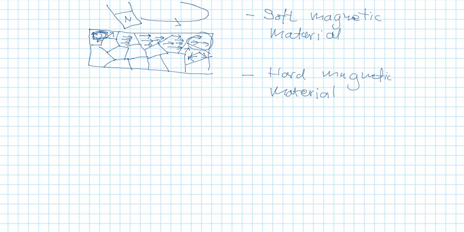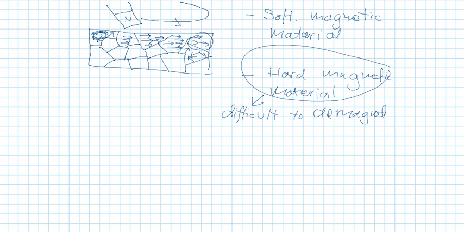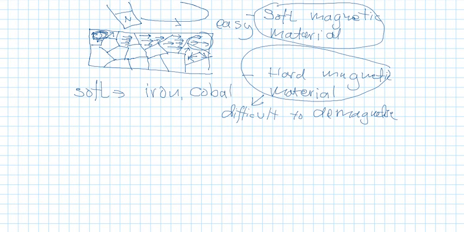A hard magnetic material will be difficult to demagnetize, whereas the soft magnetic material is very easy. Typical examples of a soft magnetic material would be iron, cobalt, and nickel.